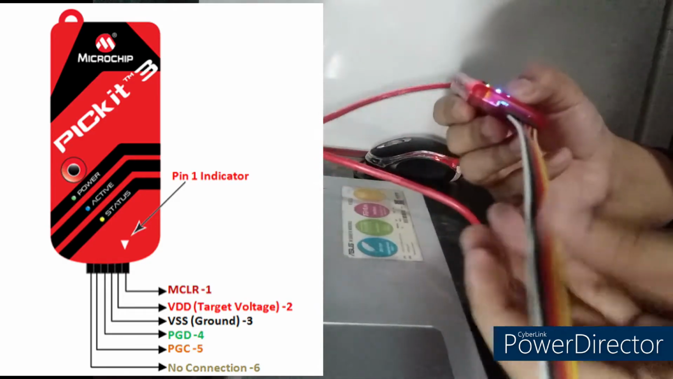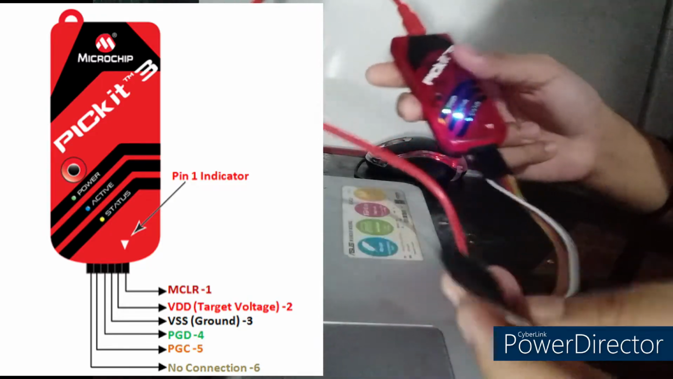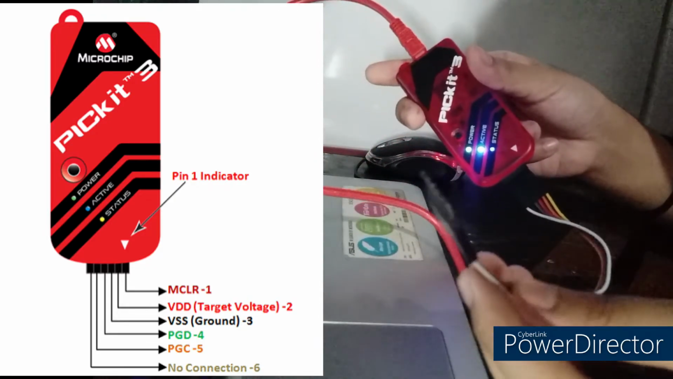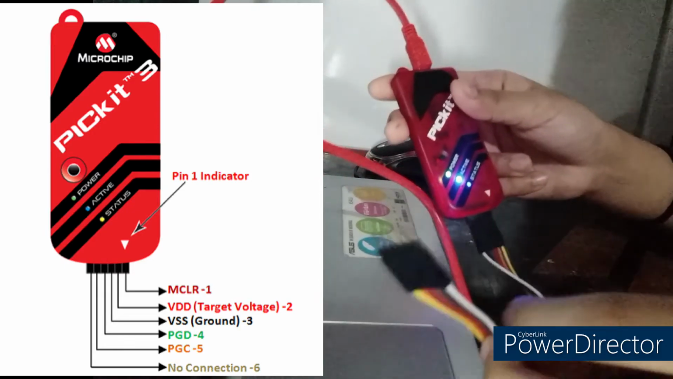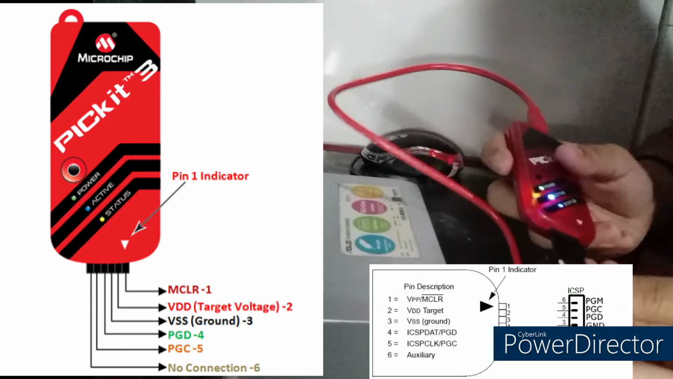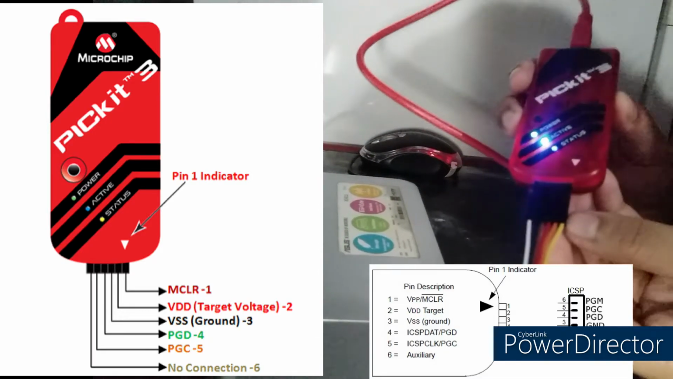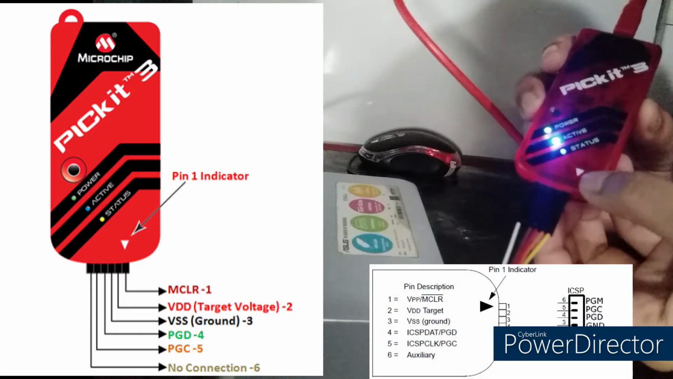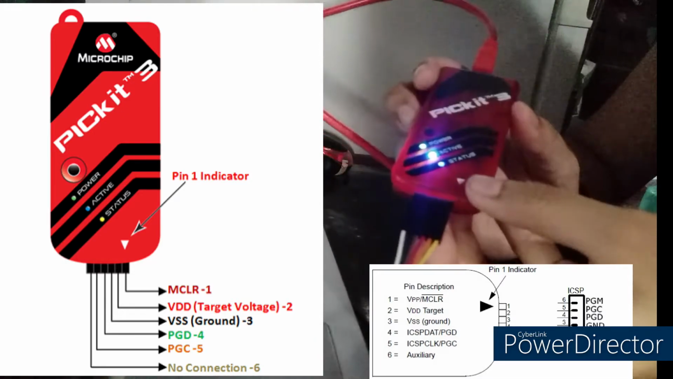So let's connect it. If you have this kind of wire, it is better because it will be more convenient for connecting your PICkit 3 to your IC and to your breadboard. For our PICkit 3 pin description, pin number 1 will be for the VPP, which is where the arrow is pointed. So that's our pin number 1, our VPP.